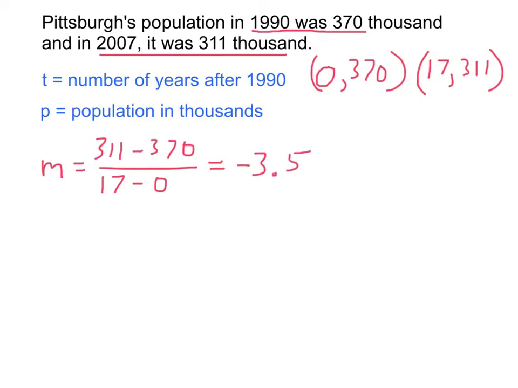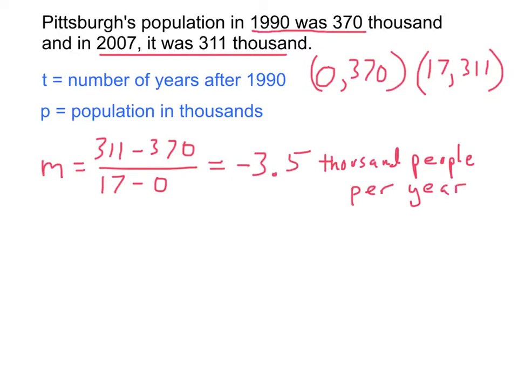But the question is, what are the units on this number? Now, let's think about the y units. This 311 and that 370, what are they measuring? It's thousands of people. Okay, so the y units would be thousands of people. And what about the 17 and the 0? What are those measuring? Well, those are years. So the units in our answer will be 1,000 people per year.